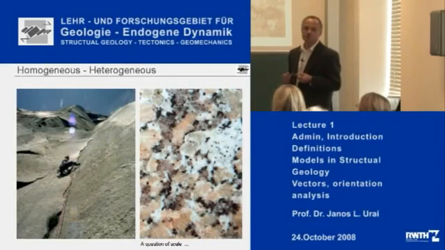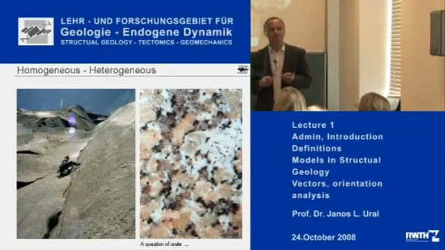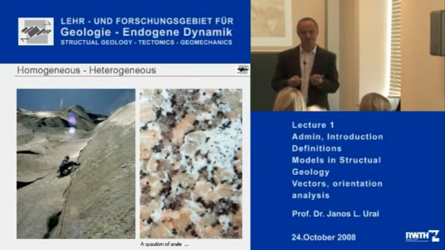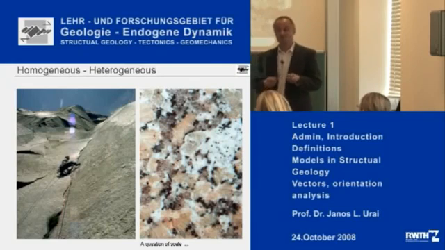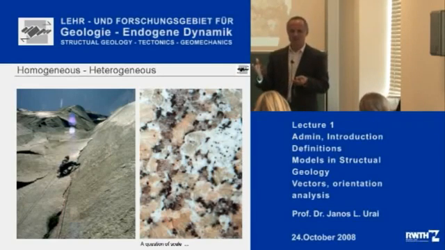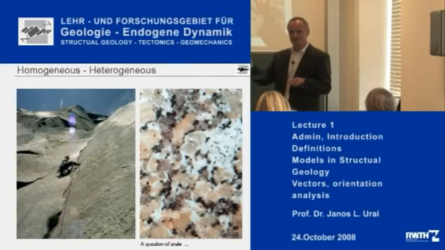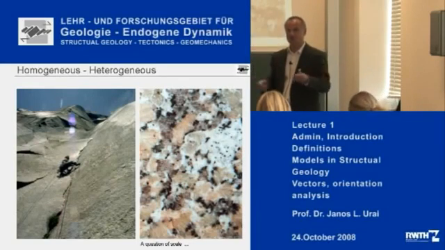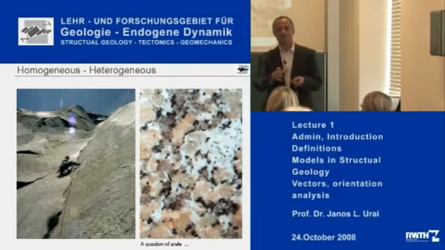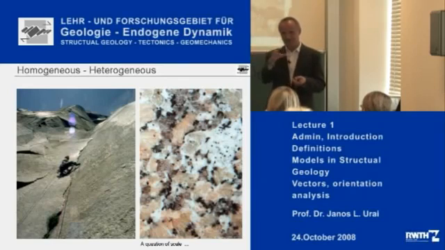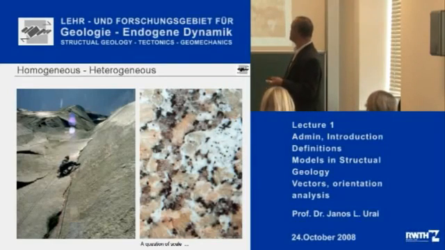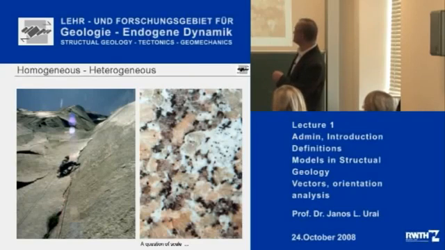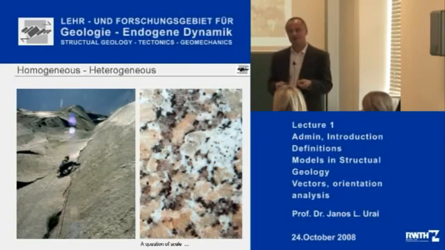Let's now look at a few of these terms. The first one is homogeneous and heterogeneous. Homogeneous is something that has a certain property, that can be color, or it can be density, or thermal conductivity, or crystal structure, which is the same everywhere in a part of the space. That is homogeneous. Heterogeneous is when some property is not the same over this space.